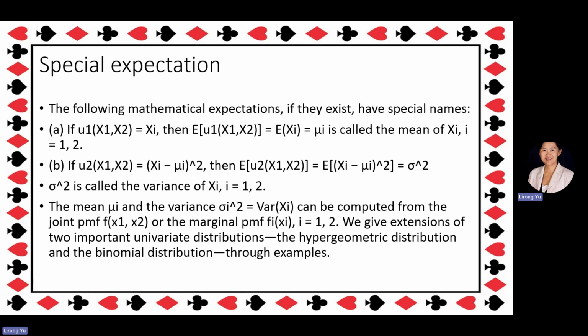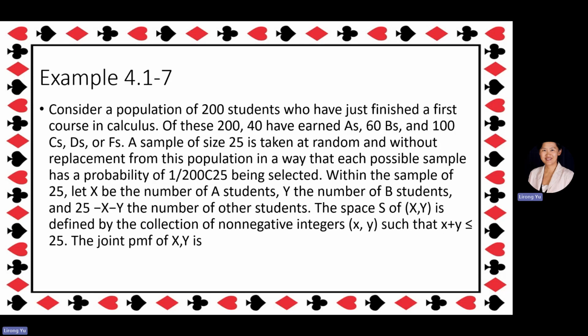Another thing is we can take the variable minus the mean, squared. Expectation of this is called the variance. So you can have variance of x1 and variance of x2. You can calculate variance for both variables, as long as your expectation is calculated correctly. So this is very much a conceptual definition. Let's look at an example.